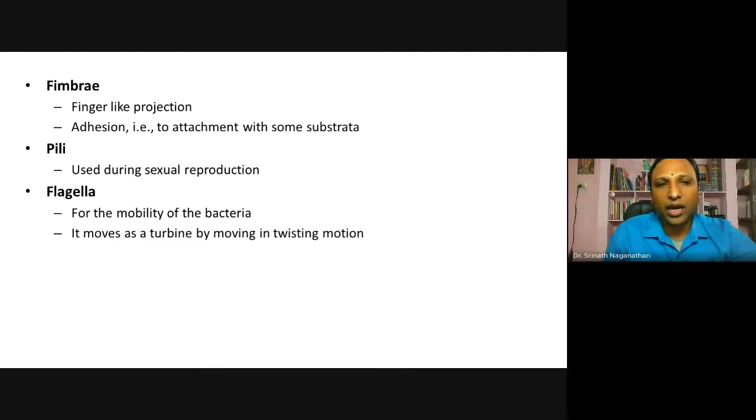Fimbriae. Fimbriae are finger-like projections present on the surfaces, and they are used for adhesion, that is, attachment with some substrata, some solid matter on the surface. Pili. Pili are used during sexual reproduction. Flagella, it is like a turbine-like system for the motility of the bacteria. It moves like a turbine in a twisting motion, and thereby makes the bacteria move forward.